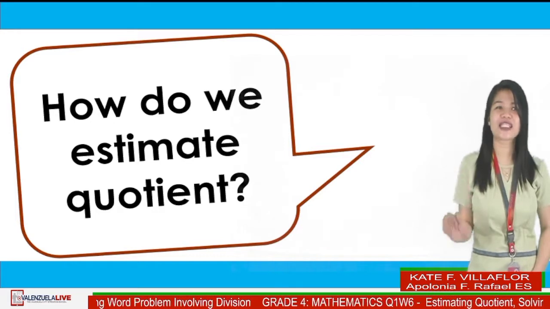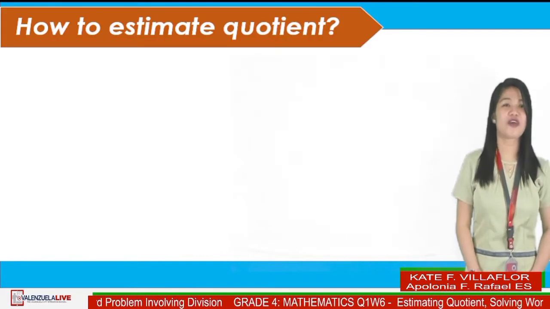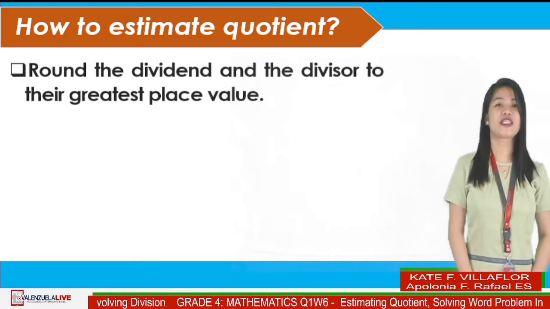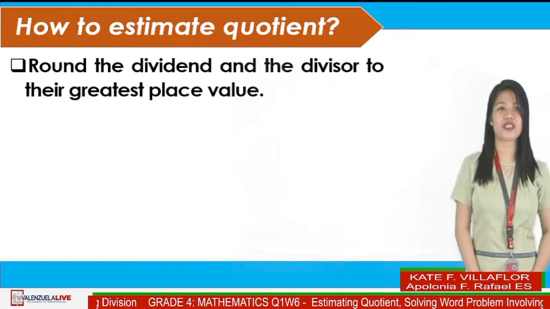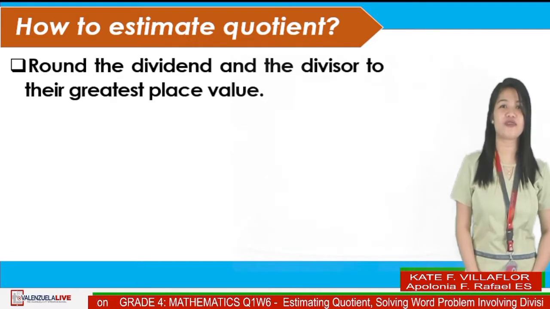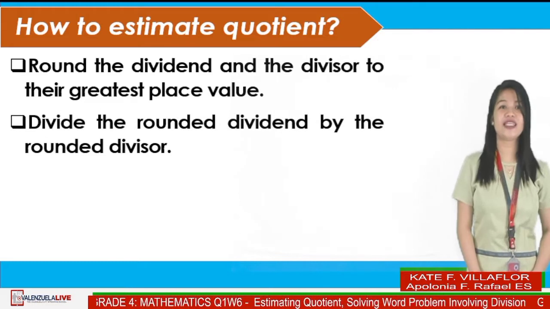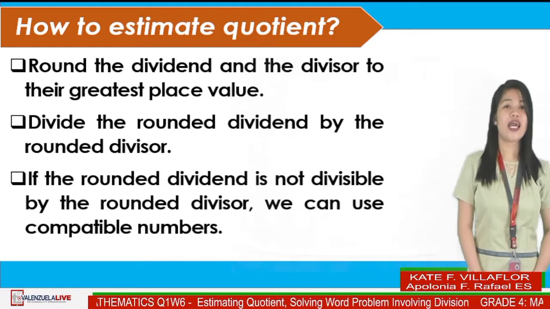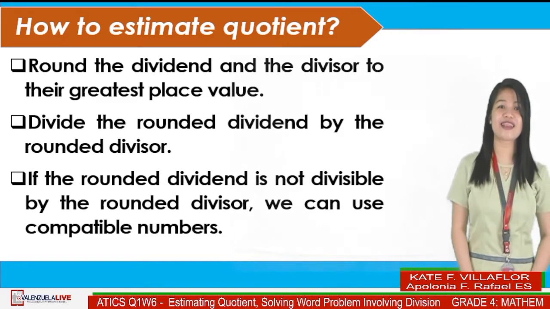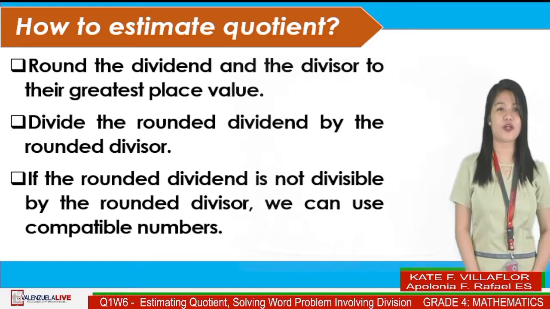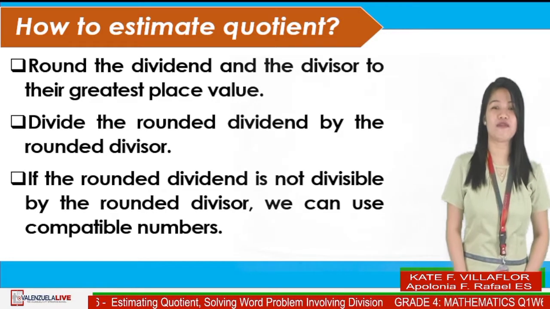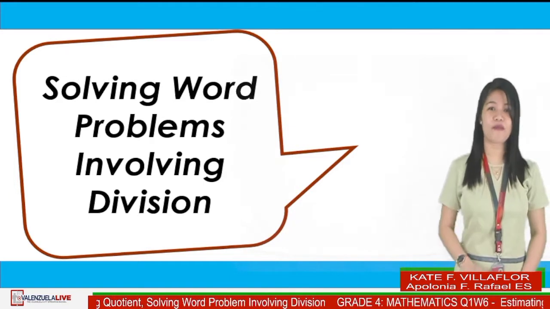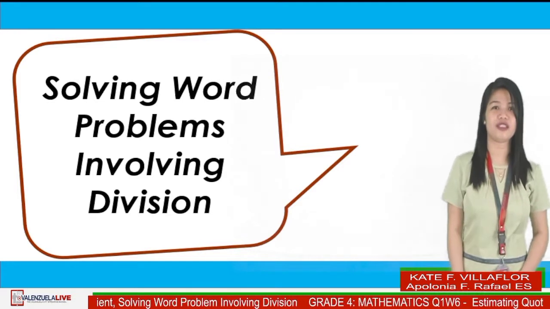Okay, how do we estimate quotient? To estimate quotient, remember the following. First is to round off the dividend and the divisor to their greatest place value. Divide the rounded dividend by the rounded divisor. And then, if the rounded dividend is not divisible by the rounded divisor, we can use compatible numbers. Next, let's solve word problems involving division.